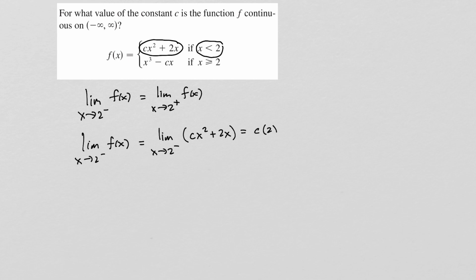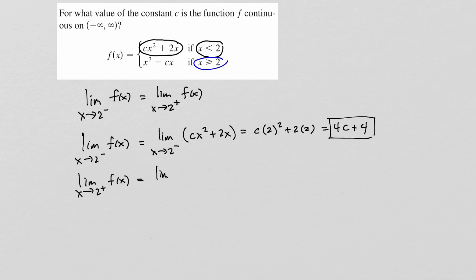So we get c times 2 squared plus 2 times 2. This is 4c plus 4. Okay, now we'll hang on to this for a minute. And now let's go ahead and compute the limit as x approaches 2 from the right. Now, if you're approaching 2 from the right, that means you would have to be greater than 2. So we're going to use this function now. So limit as x approaches 2 from the right, we have x cubed minus cx.